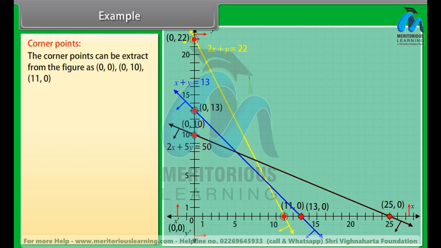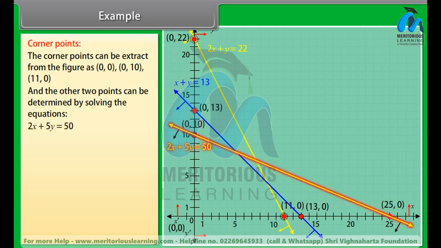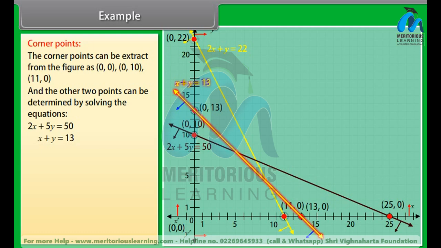The corner points can be extracted from the figure as 0, 0, 0, 10, 11, 0, and the other 2 points can be determined by solving the equations. 2x plus 5y is equal to 50 and x plus y is equal to 13. By solving the equations, we get 5, 8.